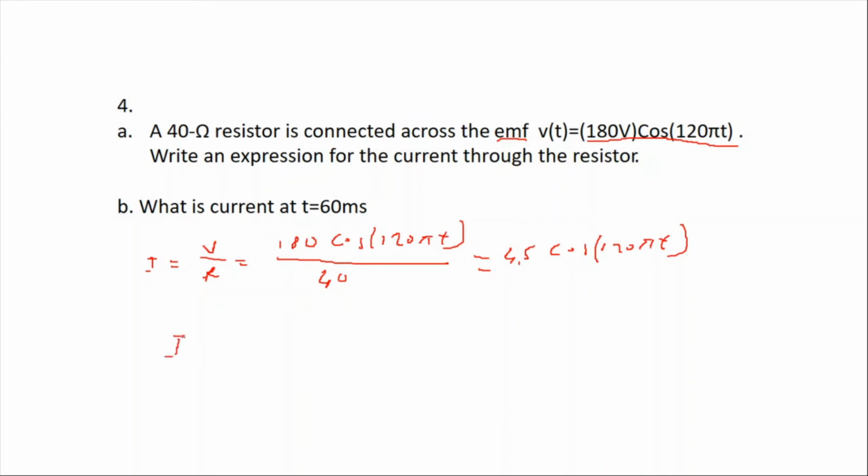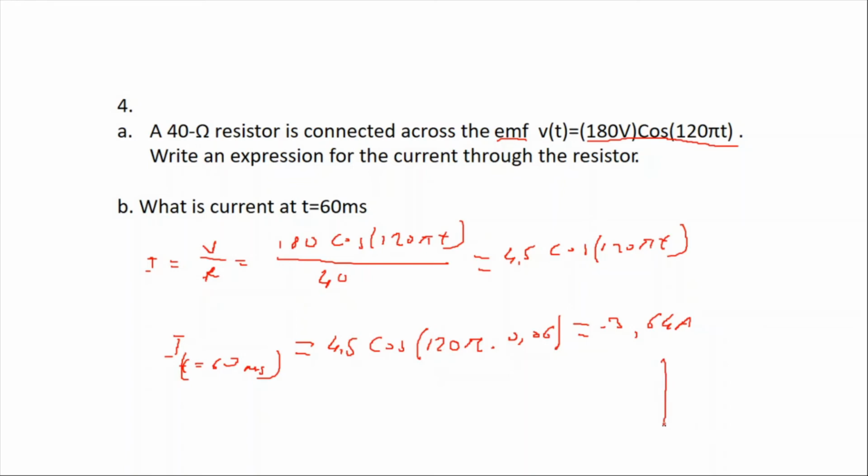The current at t equal to 60 milliseconds will be equal to 4.5 cosine of 120 pi times 60 milliseconds, which is 0.06 second. If we calculate all these mathematical expressions, we will get 3.64 amperes. Actually, negative 3.64 amperes.